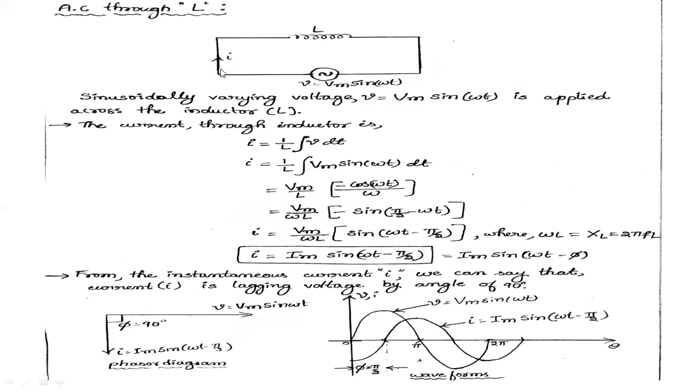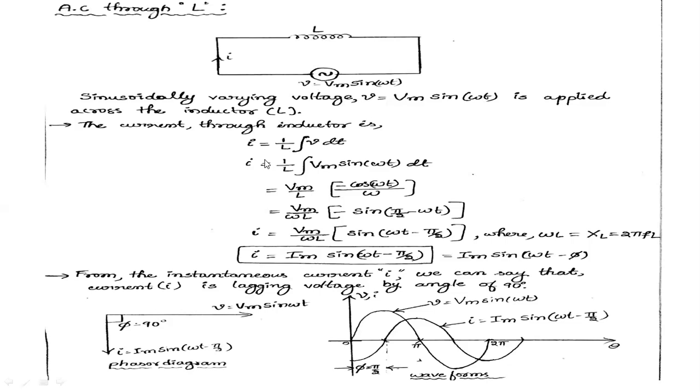Then the current I which is passing through the inductor. A sinusoidally varying voltage V equals Vm sin omega t is applied across the inductor L. Considering pure AC through a pure inductor, I need to find out the amount of current which is passing through the inductor.